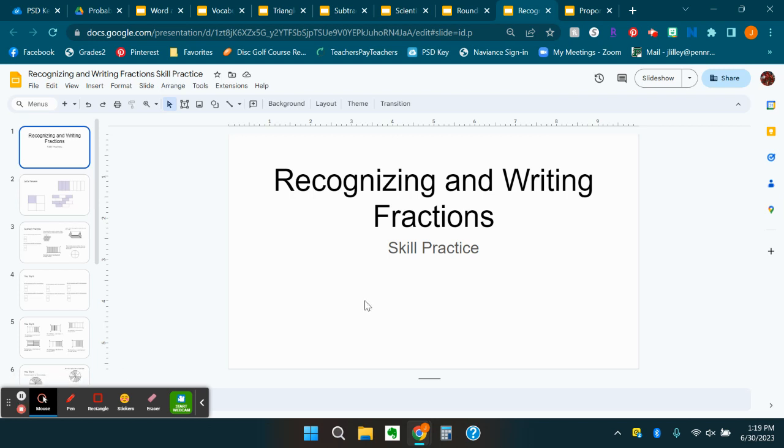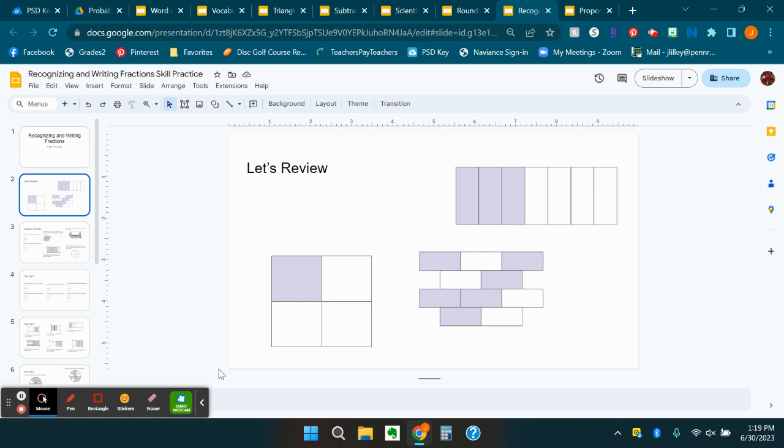Hi everyone, today we are going to work on recognizing and writing fractions. Just a reminder, make sure that as you're going through your notes packet, you're following along, and anything that I write on the screen, you're also writing down in your notes so you have it to look back at. First, we're going to review.